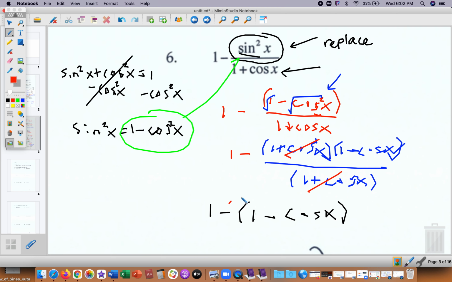Okay, so if we distribute this negative, we would have 1 minus 1 plus cos x. And we are done because the 1's cancel, and our final answer is cos x.